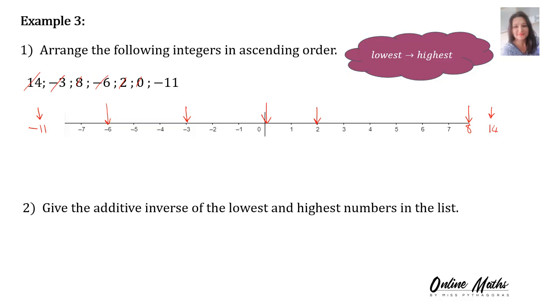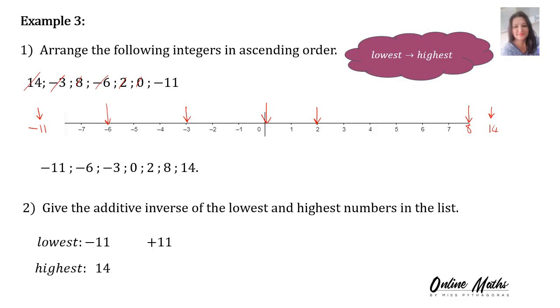And then what you do is you read from the lowest to the highest, so from left to right. So your answer is -11, -6, -3, 0, 2, 8, and 14. Number 2, give the additive inverse of the lowest and highest numbers in the list. So the lowest number is -11, and the additive inverse of -11 is +11. And then the highest number is 14, and the additive inverse of 14 is -14.